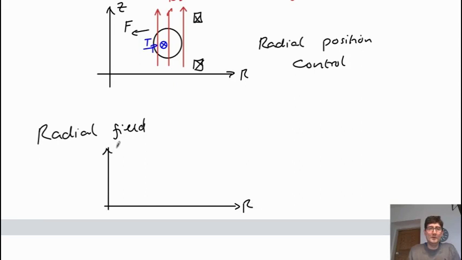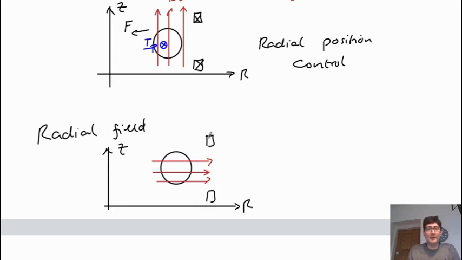So we have R and Z, and again we have the plasma. Now if you want a radial magnetic field, so now we want a field going like this, it's a little bit more difficult. So what we have to have is again two coils. We have a coil up here and a coil down here, except now they carry currents in opposite directions.